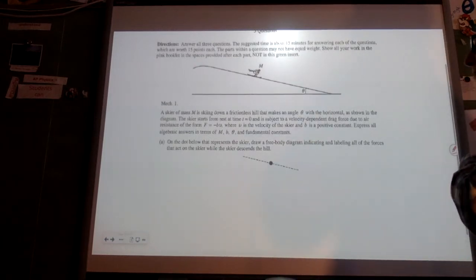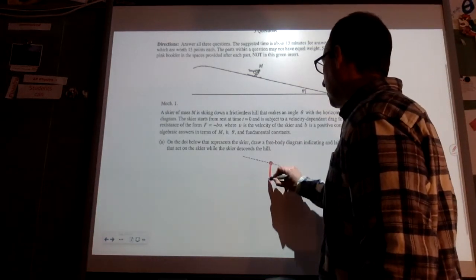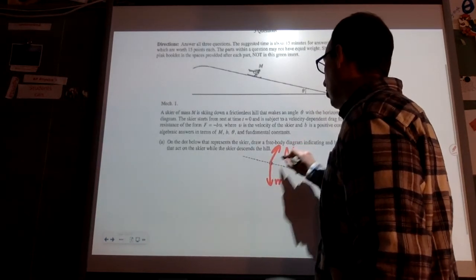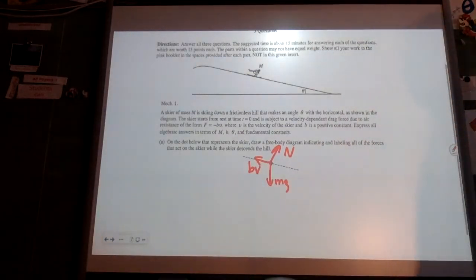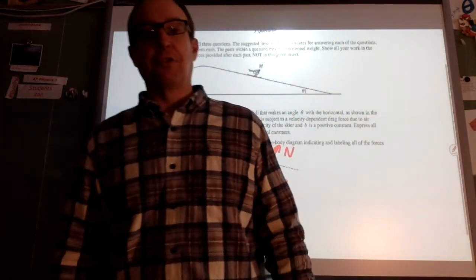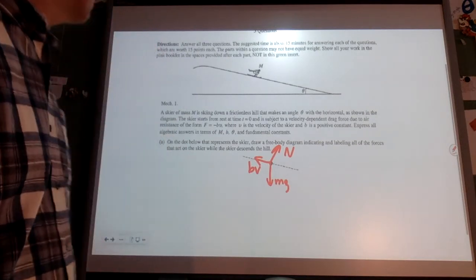On the dot below that represents the skier, draw a free body diagram indicating and labeling all the forces that act on the skier while the skier descends the hill. So it has mg, normal, and bv. That would be it. It wouldn't be negative bv because that negative is just telling us the direction, and our arrow points in the direction, so that takes the part of that.